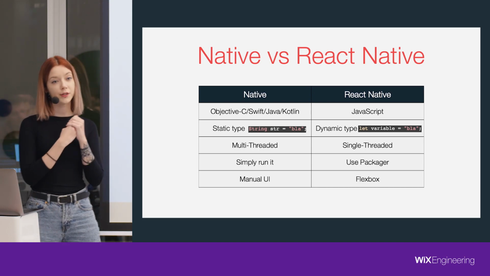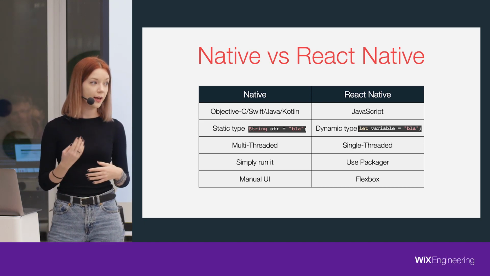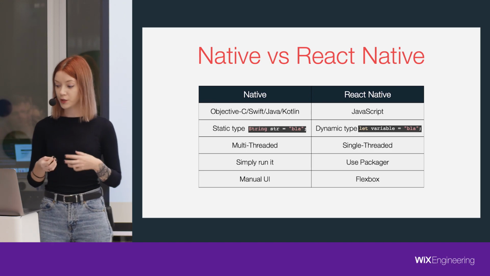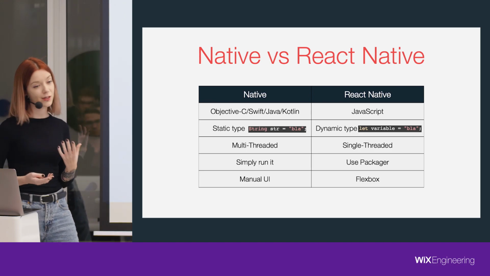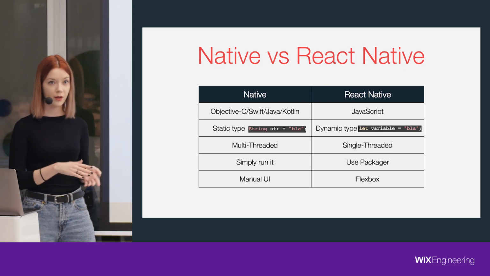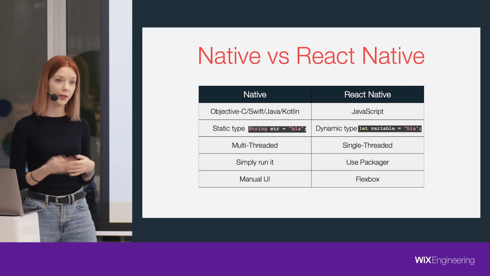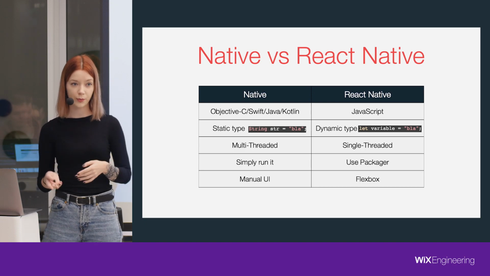If a company were to create an application only for one platform, for example iOS, it would make much more sense to use only native, as it's faster and easier to code. But we are supporting our users on both platforms, and right now our application is somewhere about 80% JavaScript and 20% native.